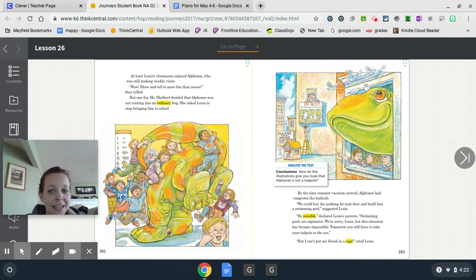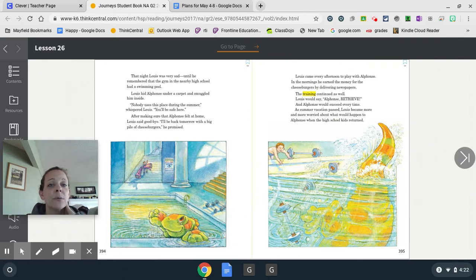Let's stop for a moment and analyze our text. Conclusions. How do the illustrations give you clues that Alphonse is not a tadpole? Take a moment, push pause, and discuss this. When you're ready, push play again.